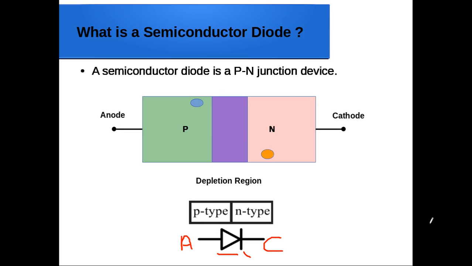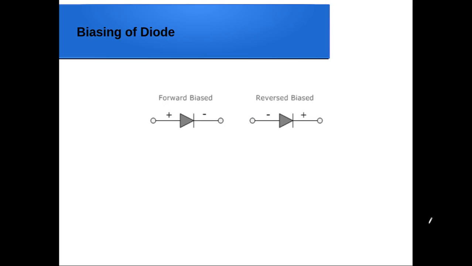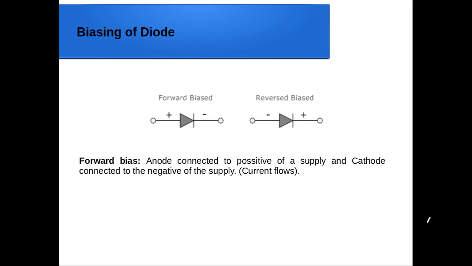Now we will see what is meant by biasing of a diode. Any PN junction diode can be biased in two ways, the forward biasing and the reverse biasing. We say a PN junction diode is forward biased when the anode is connected to the positive of a supply and the cathode is connected to the negative of the supply. In this case, we say current flows through the diode, which means the diode is conducting.